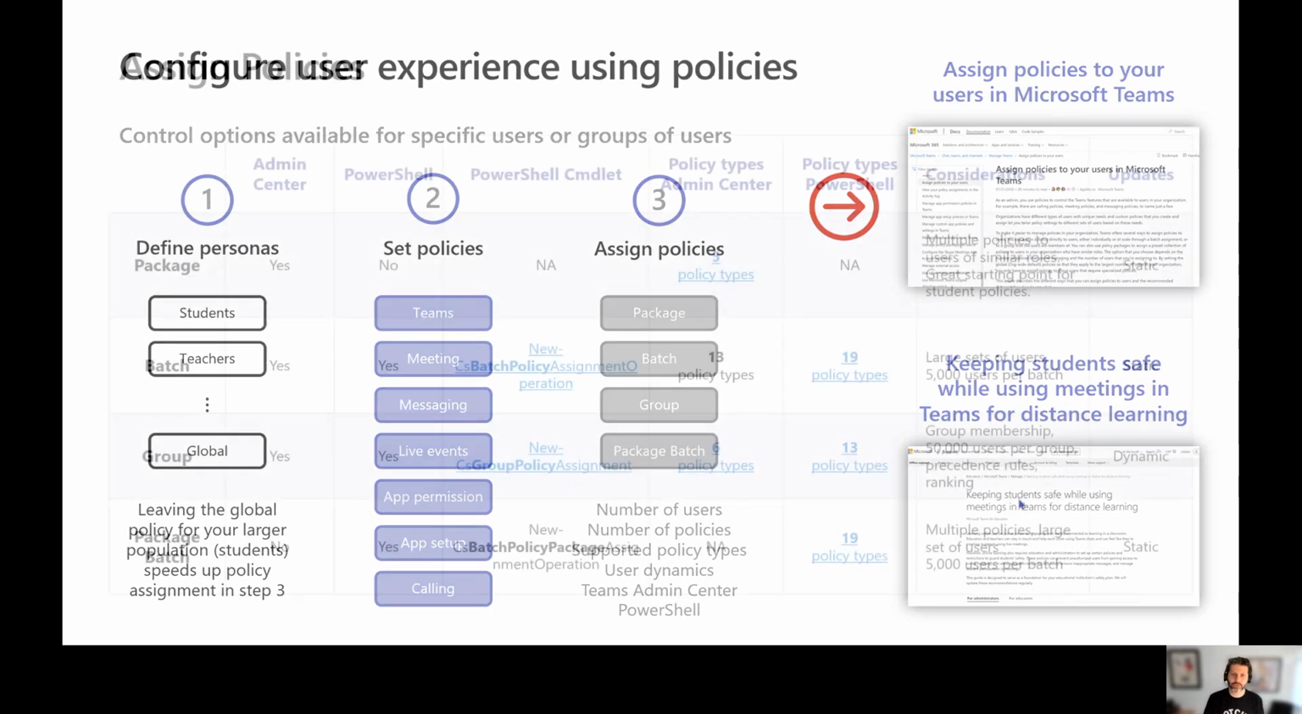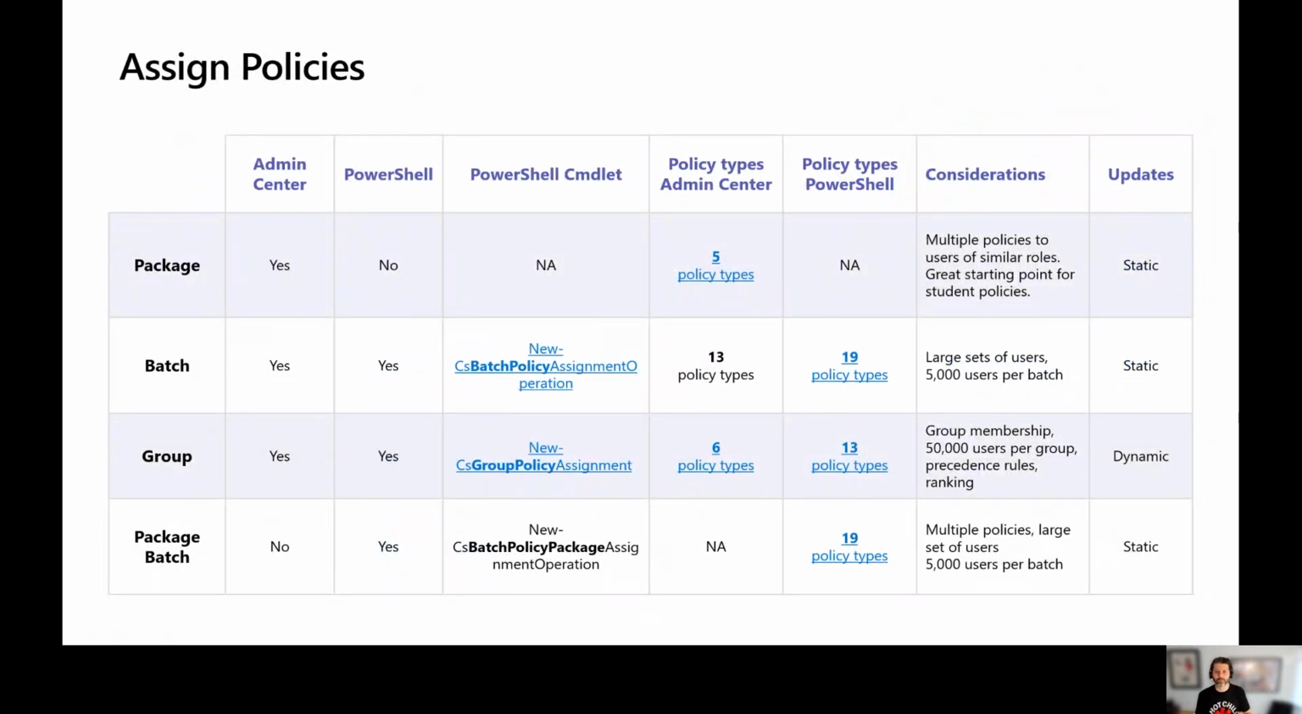Now, let's drill down into the options you have to assign policies. What I try to do here is to consolidate that documentation to make it easier for you to decide which method you want to use. So you have four here: package, batch, group, and package batch. Let's walk you through the package, and then everything else will follow through. To assign policy packages, you're going to do this through the admin center. It's not available through PowerShell. Therefore, there's no commandlet for that, of course.